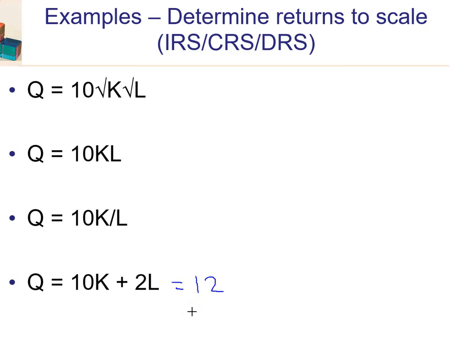Now let's double our inputs. Let K be 2 and L be 2. In that case, you'd have 10 times 2, which is 20, plus 2 times 2, which is 4. That would get you 24. So we have doubled our inputs. We've doubled K and L, started at 1, we doubled them to 2, and our output doubles. So this is an example of a constant returns to scale technology.